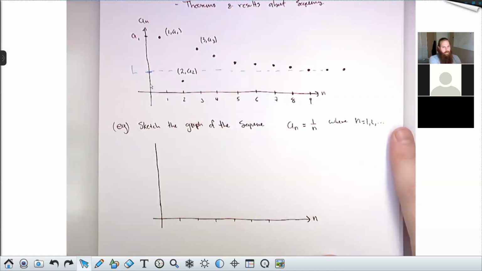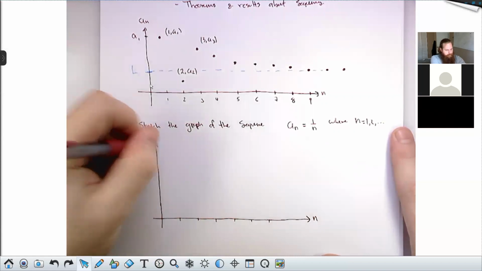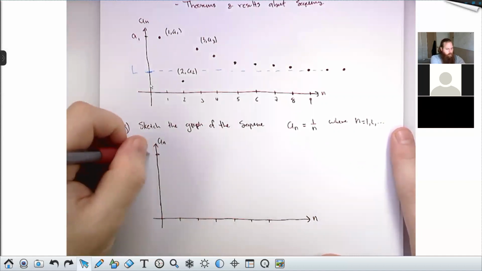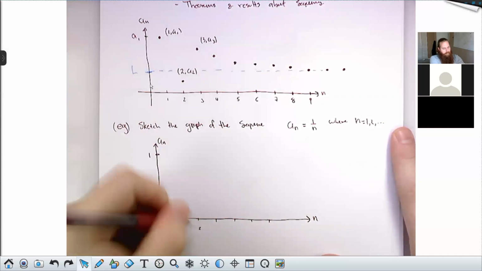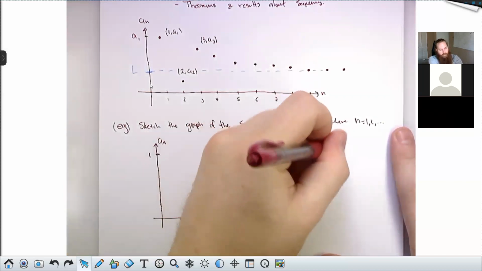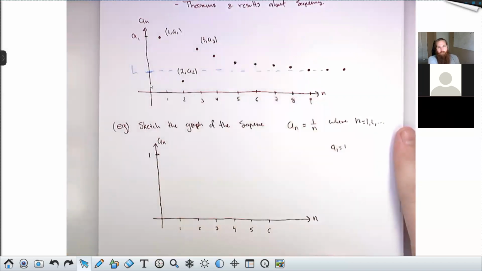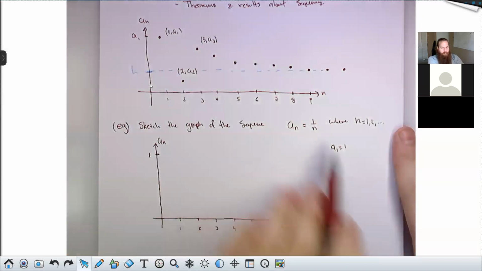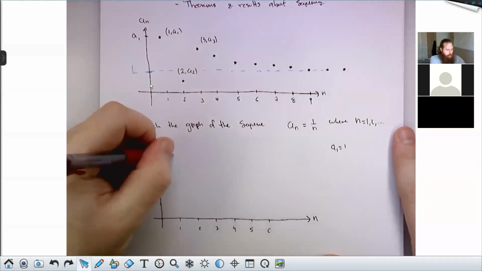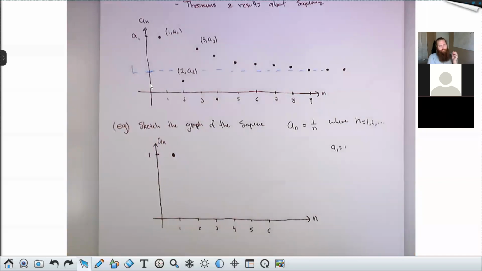So here I have my n axis. This is my a_n axis. And I'm going to mark this all the way up here as 1. I know that a1 is 1. Right? If you plug in n equals 1 here, 1 over 1 is 1. That tells me that the point (1, 1) is on the graph. Right? Input-output pairs, just like for regular functions.